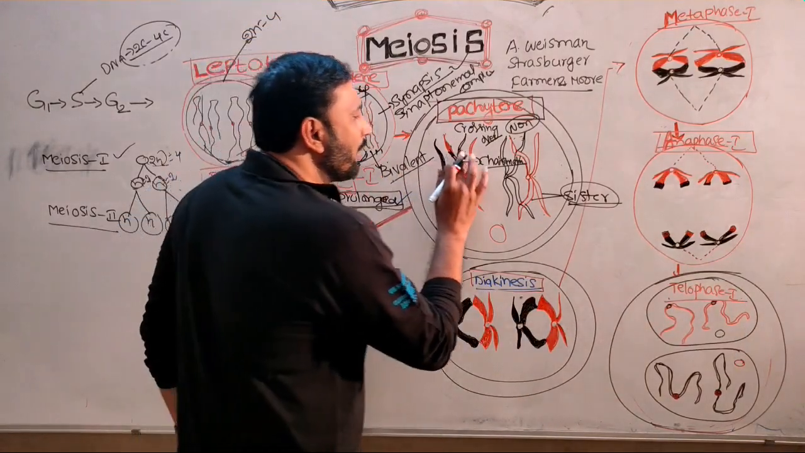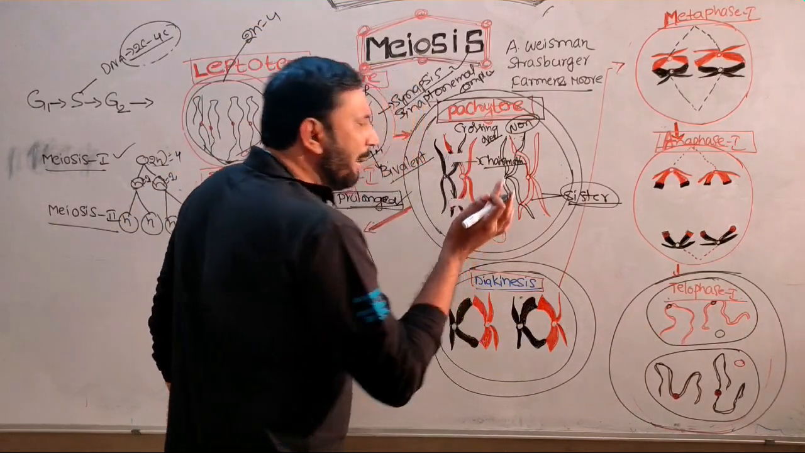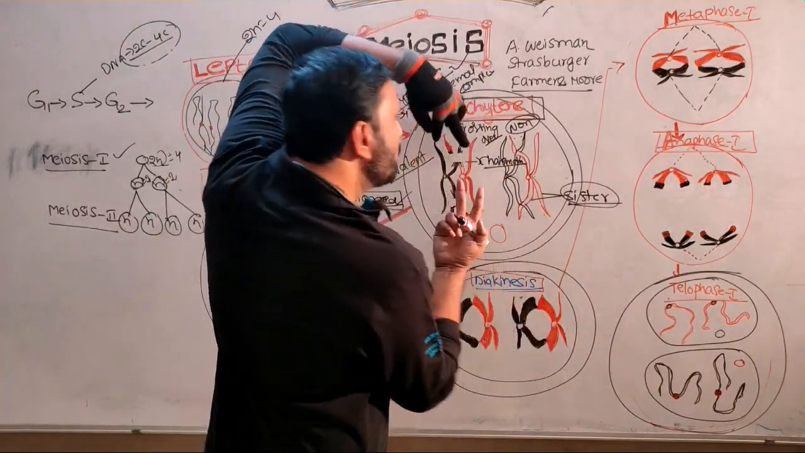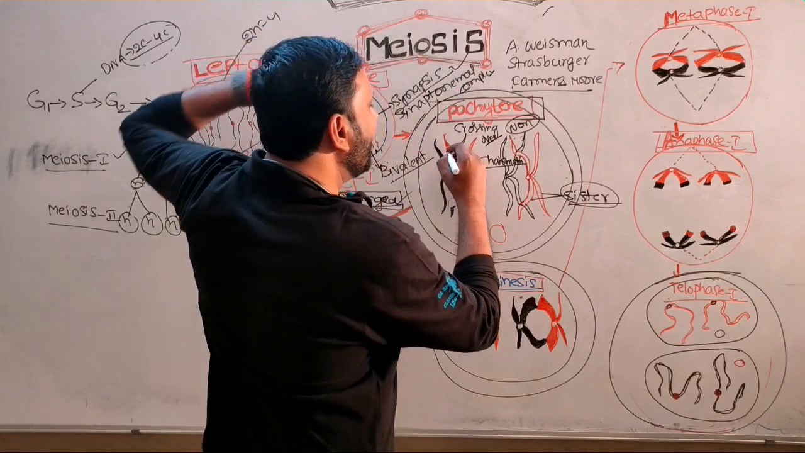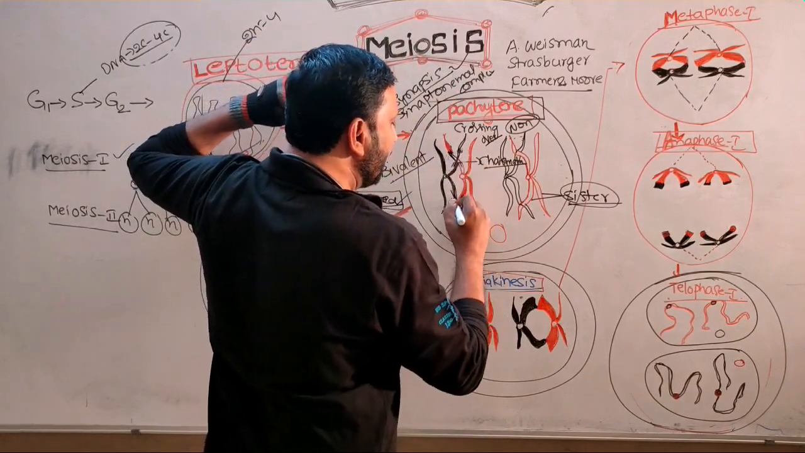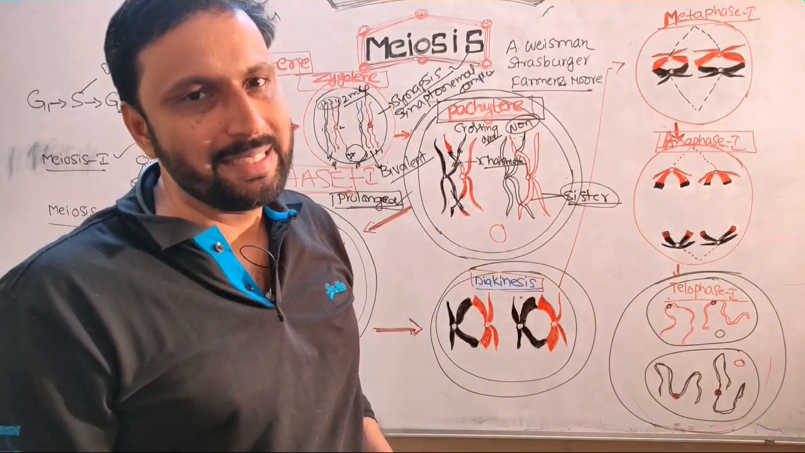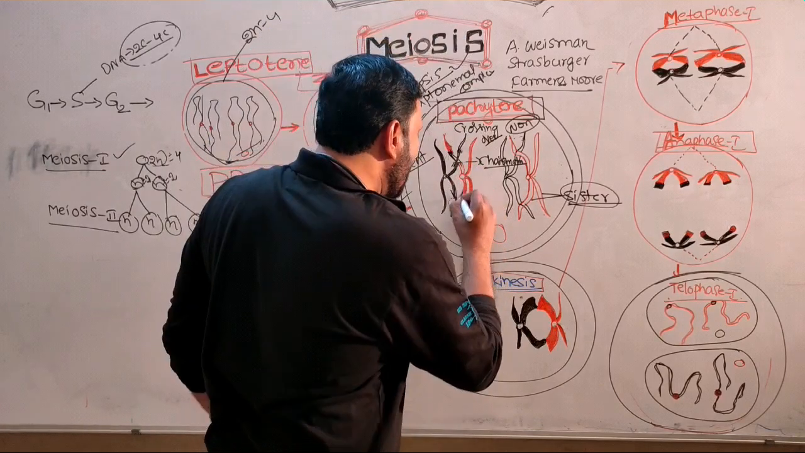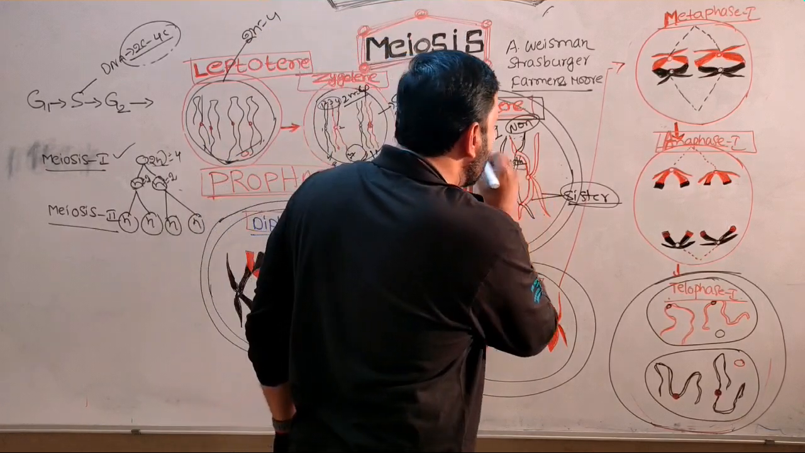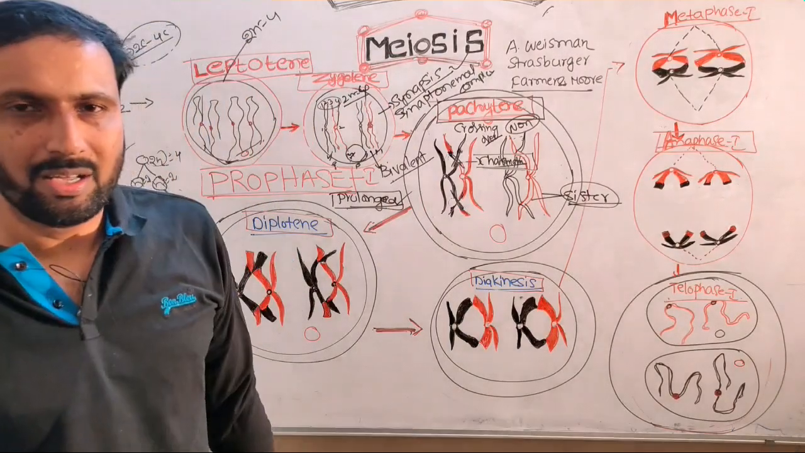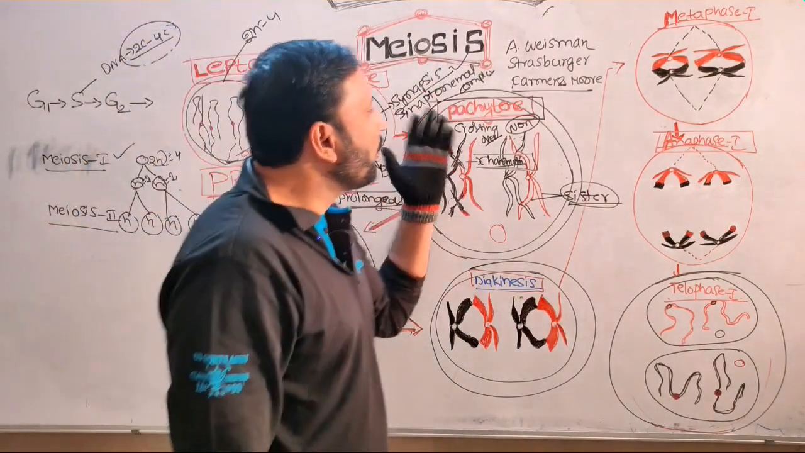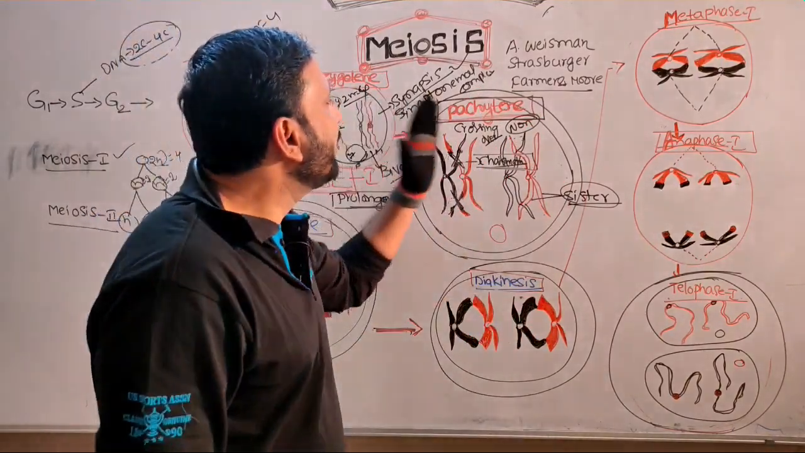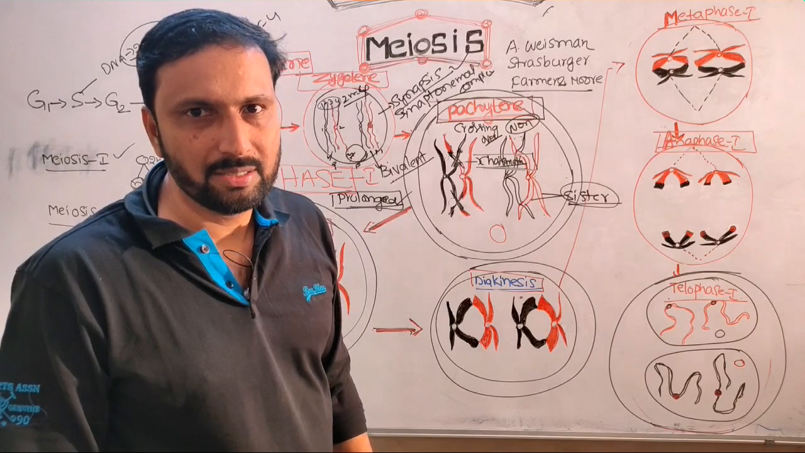During crossing over, the non-sister chromatids break by the action of endonuclease. Later, they mutually exchange and get united by the action of ligase. They are called recombinases. Due to crossing over, an X-shaped structure is formed. That X-shaped structure is called chiasmata. So crossing over takes place, and that crossing over leads to evolution. That is why the pachytene is the most significant phase.